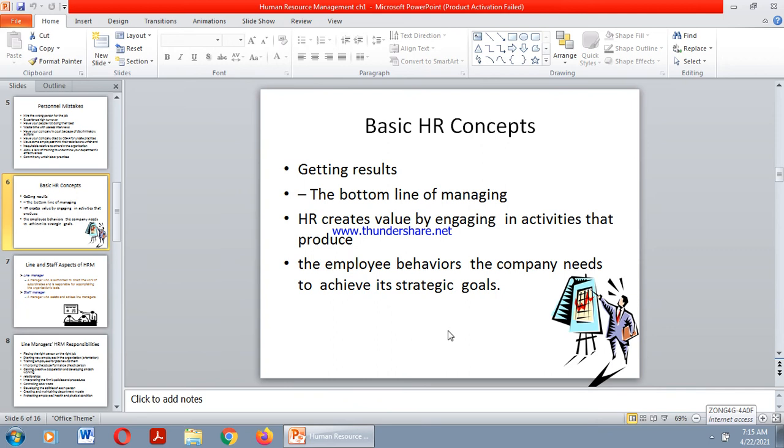Basic HR concepts: getting results. All managers' basic job is to achieve goals. The bottom line of managing HR is that it creates value by engaging in activities that produce the employee behavior the company needs to achieve its strategic goals. So this is the job of the HR manager, that they should align the culture, the employee potentials, trainings, and select new employees through different tests and interviews, certain criteria, so that they can be good assets for the organizations.